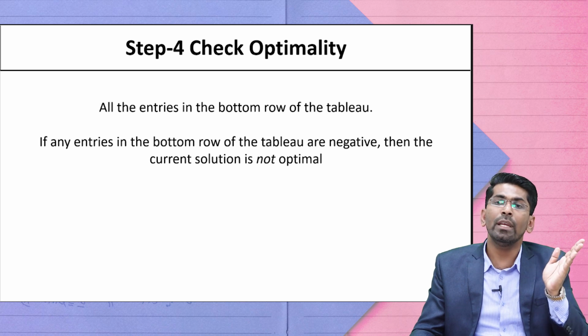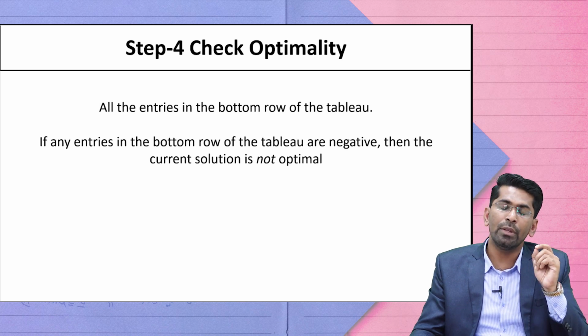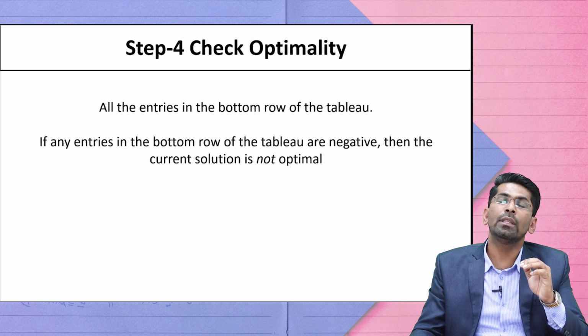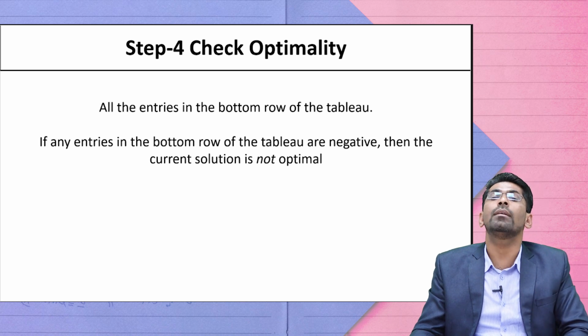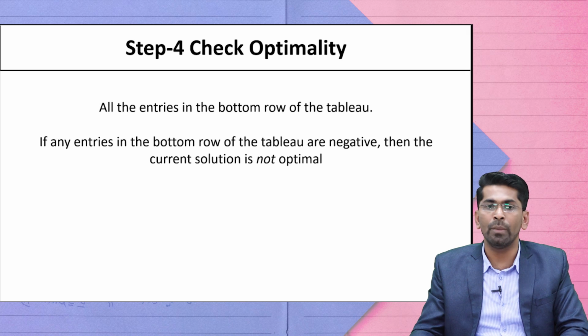So if a value is less than 0, that means if the value is negative in the bottom row, it means that the solution has not reached the optimal value. If it is not optimal, then the current solution can be improved, and the Simplex method proceeds, pivoting towards a better solution. So we are going to check whether our given Simplex tableau is optimal or not.